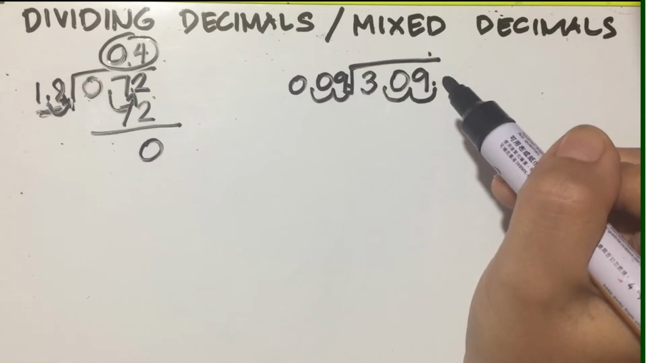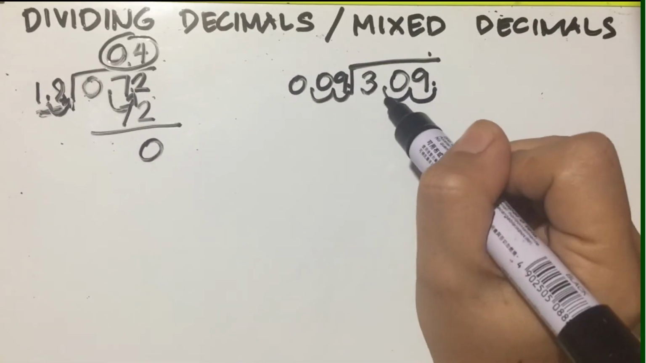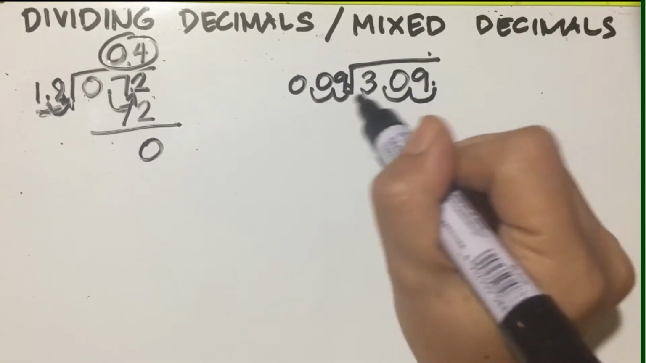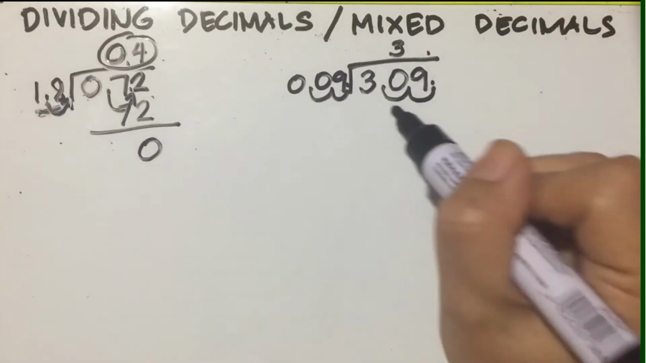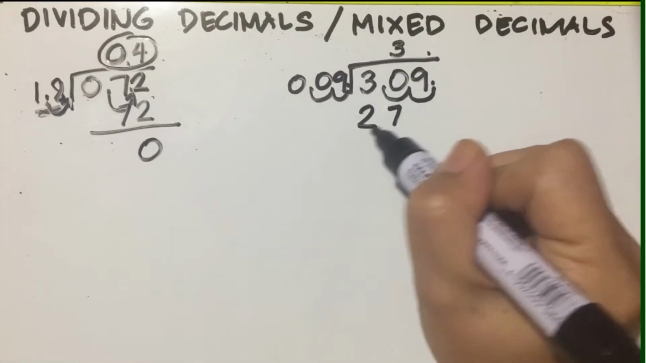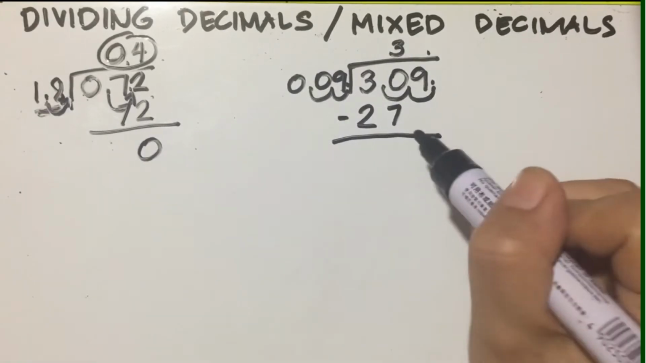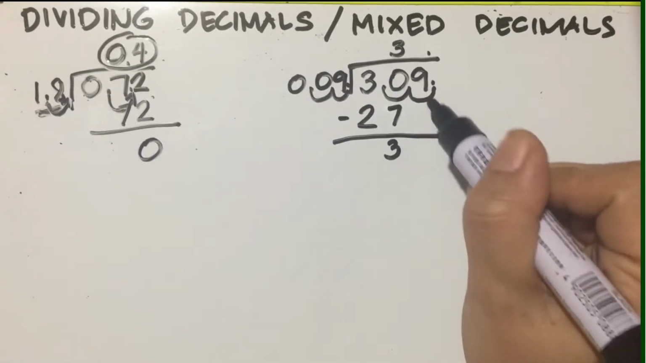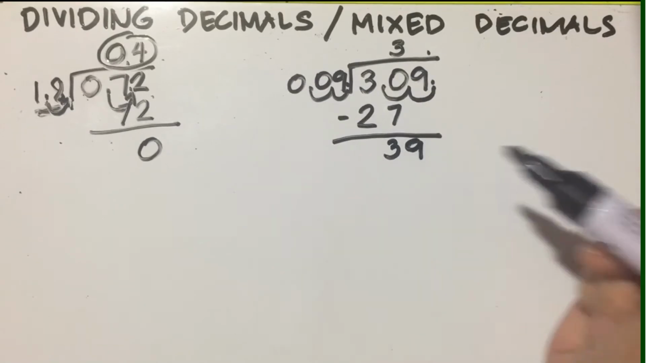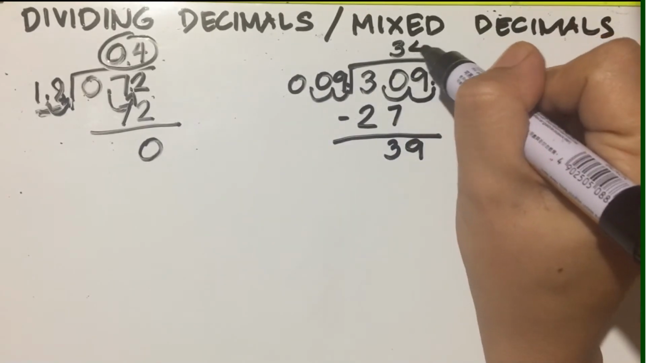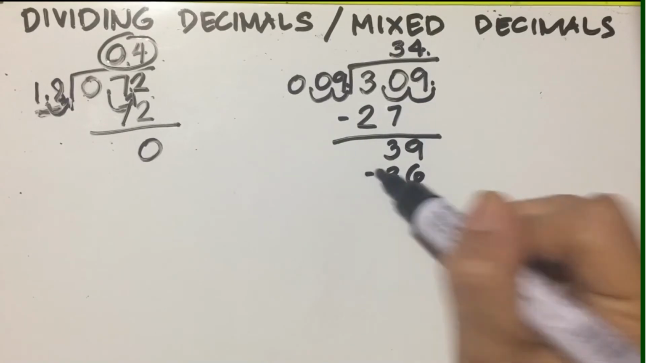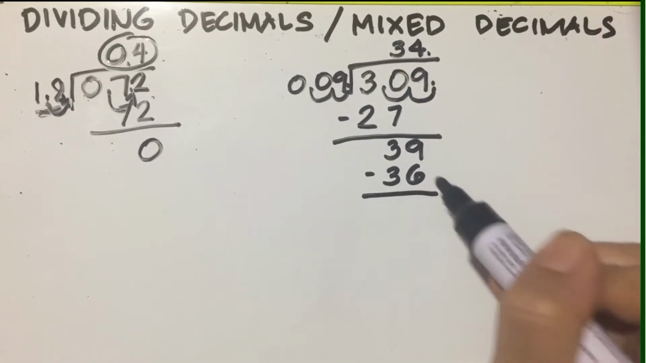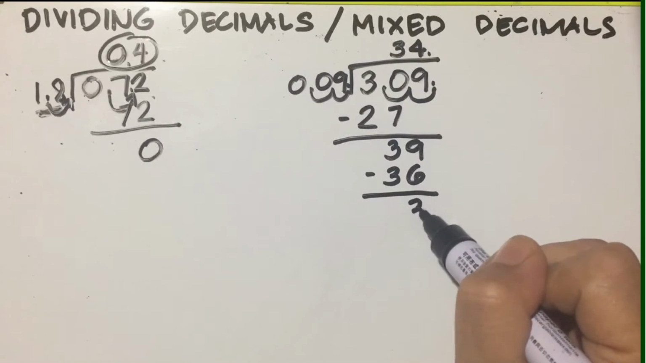3 divided by 9 is 0. So, let's proceed to 30. 30 divided by 9 is 3. 3 times 9 is 27. So, 30 minus 27 is 3. Then bring down 9. 39 divided by 9 is 4. 4 times 9 is 36. 39 minus 36 is 3.